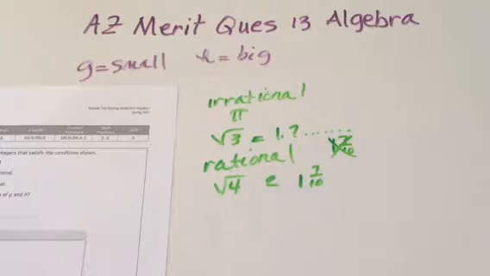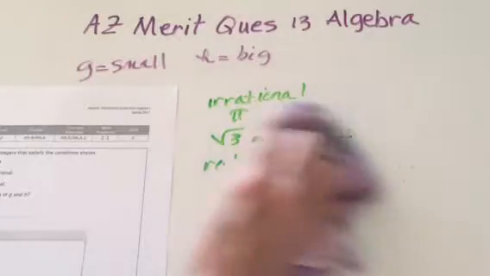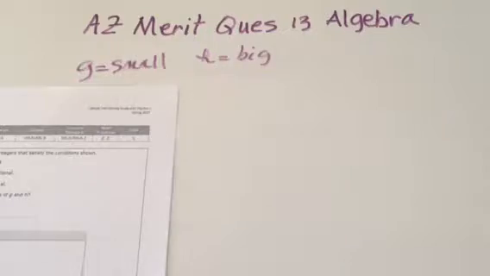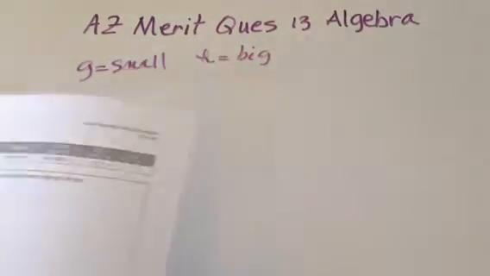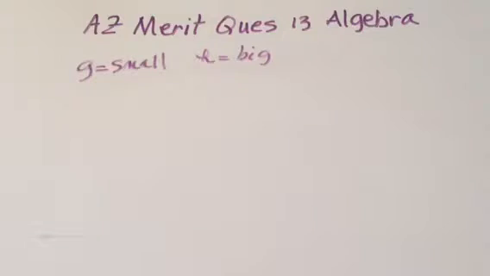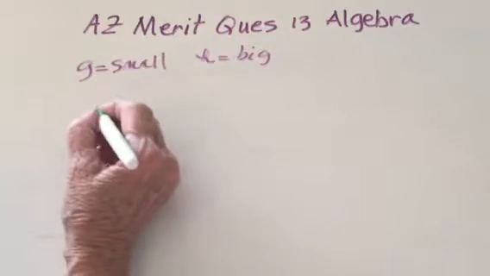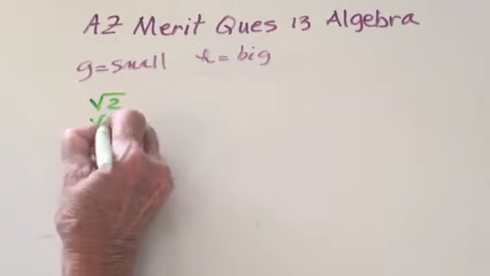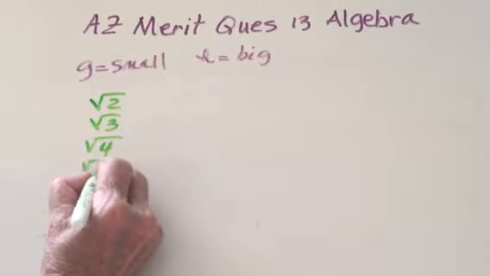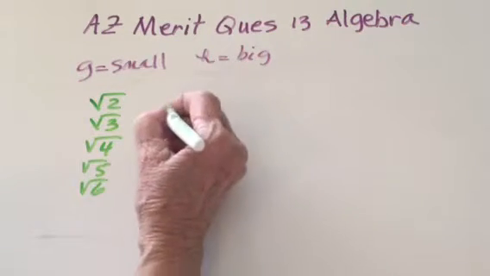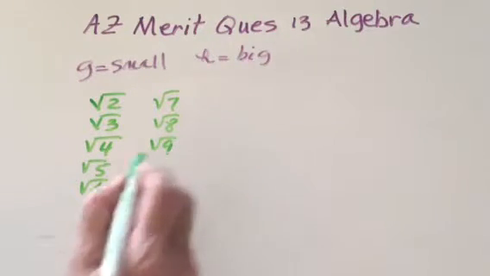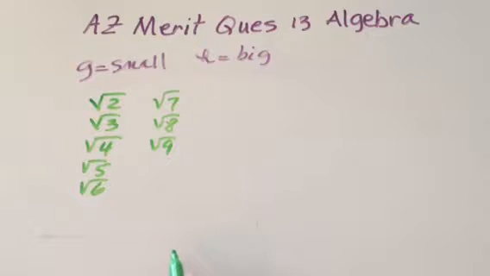All right, so in this question, they're looking for numbers that when you add them together, they're irrational, and when you multiply them together, they're rational. And it has to be between 1 and 10. It can't be 1 and it can't be 10. I'm going to start off by looking at this: radical 2, radical 3, radical 4, radical 5, 6, 7, 8, and 9.